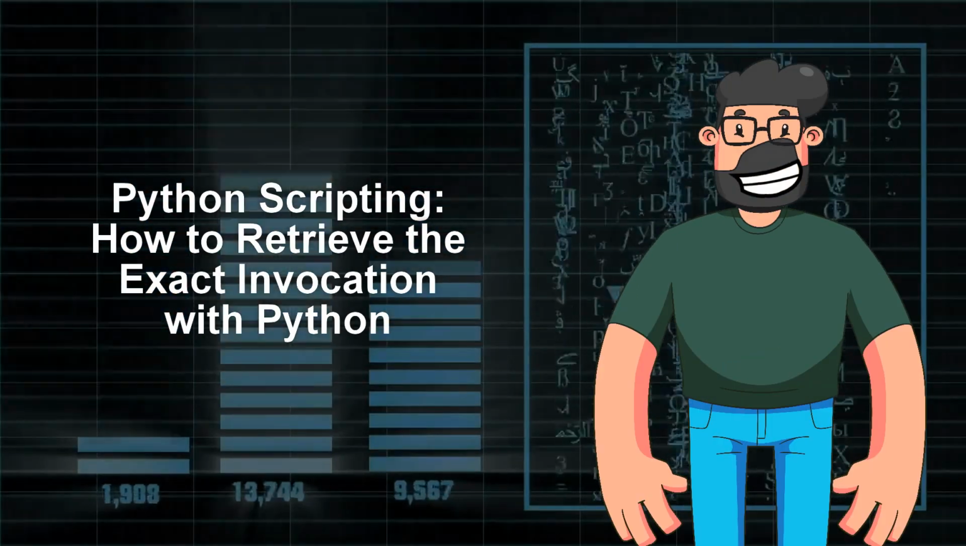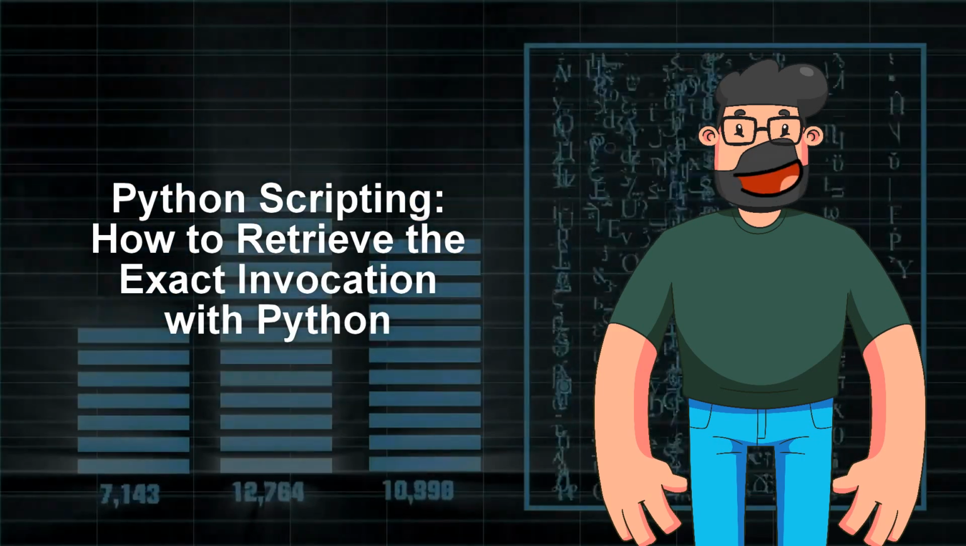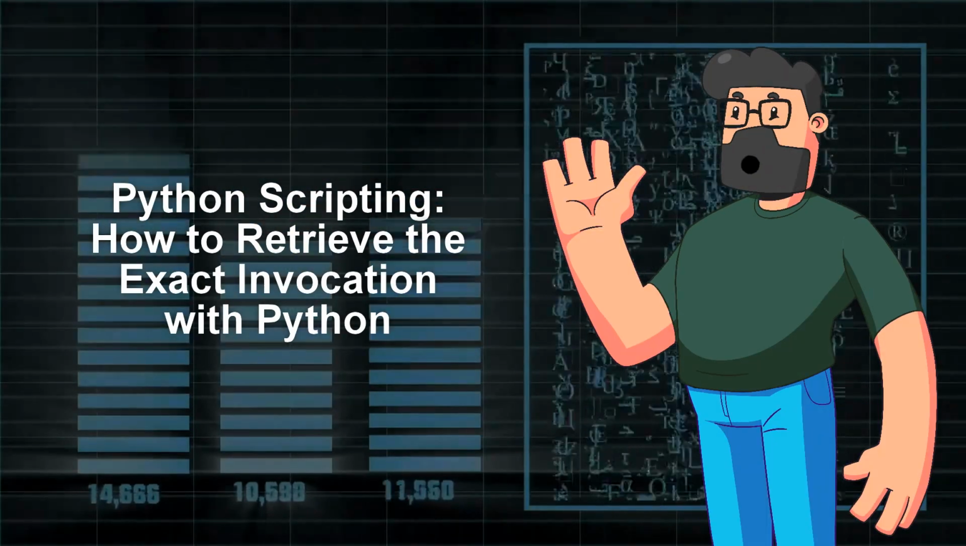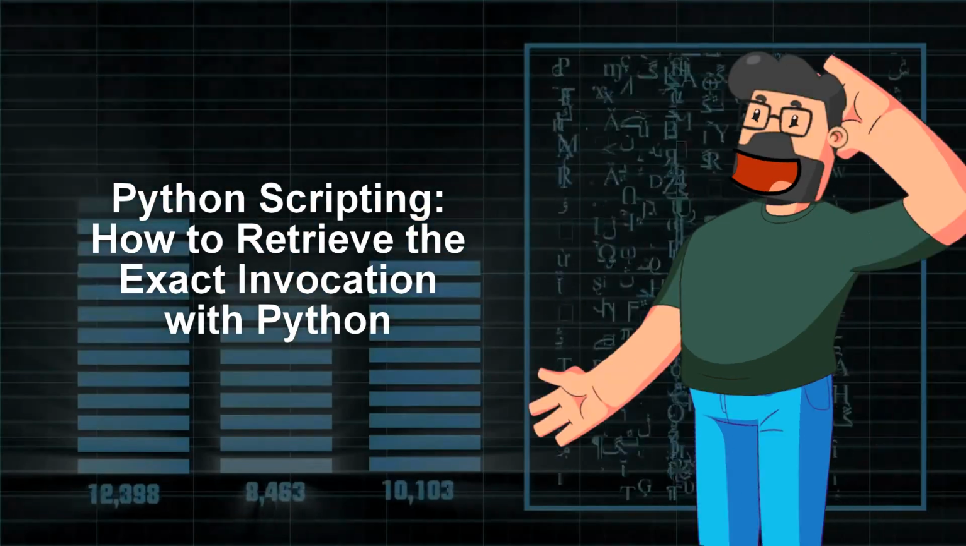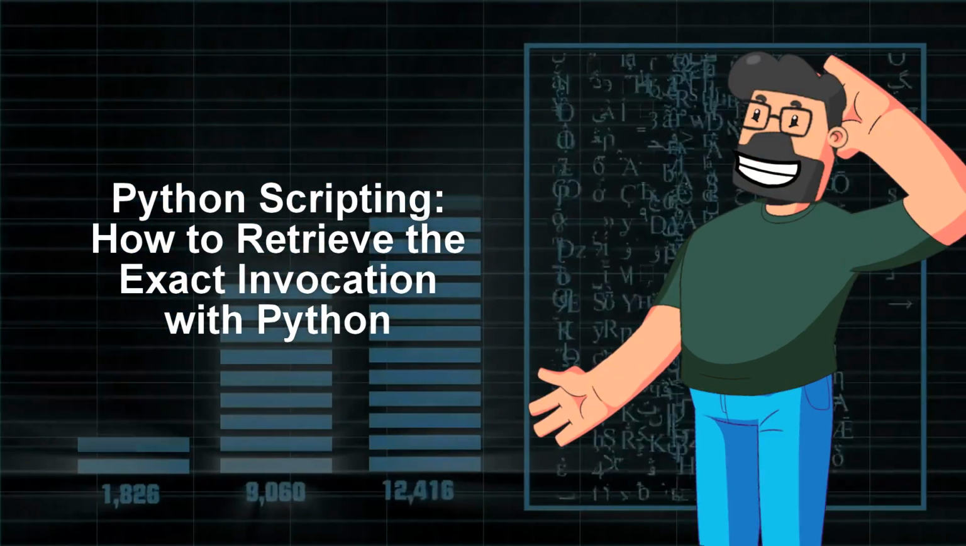The issue lies in the fact that once the command line arguments reach the script, they lose their original formatting due to the shell's handling. How can we tackle this problem and achieve the desired outcome?